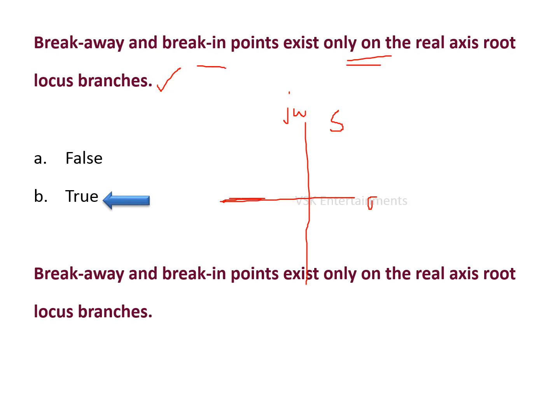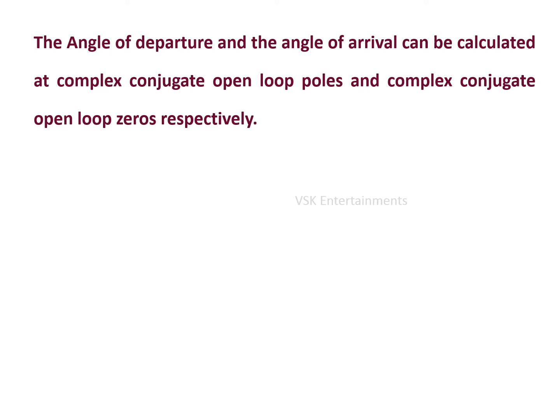So option B is the right answer. Okay, coming to next one, the angle of departure and the angle of arrival can be calculated at complex conjugate poles and complex conjugate zeros respectively.